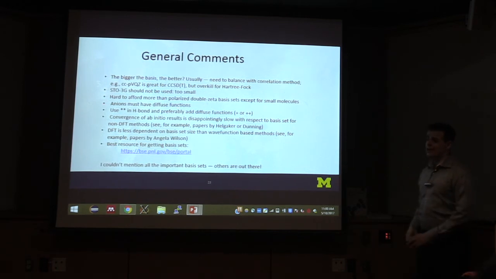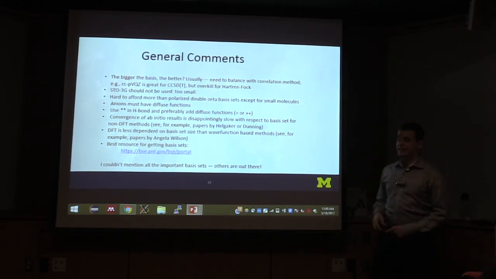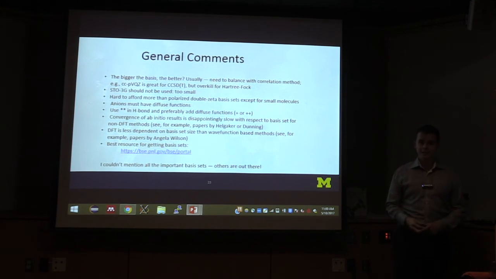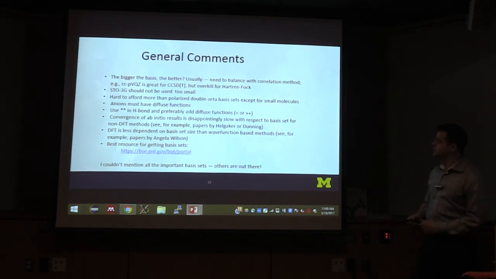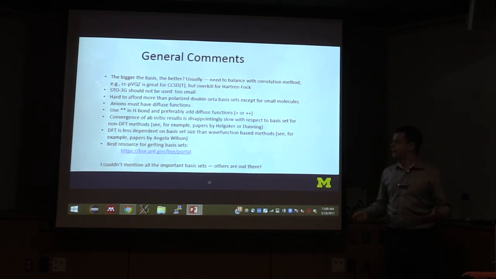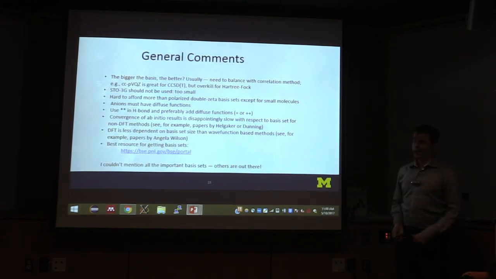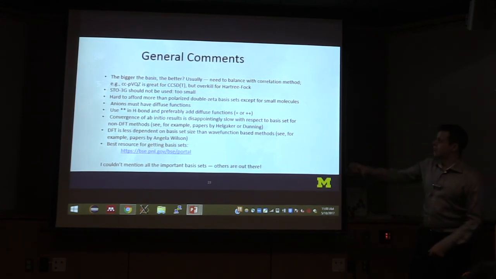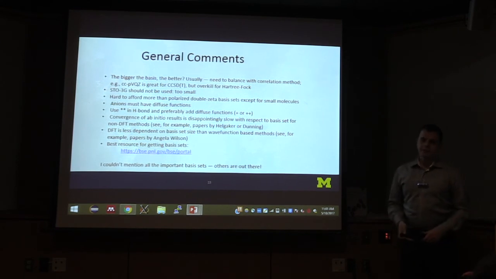Like I mentioned, it's hard to afford more than polarized double zeta because polarization just adds so many extra basis functions. And anions must have diffuse functions. I didn't know this, but it's very important to do that. I use double star in hydrogen bonding, and I'm going to start using these diffuse functions because they're actually quite economical to use and they help out.